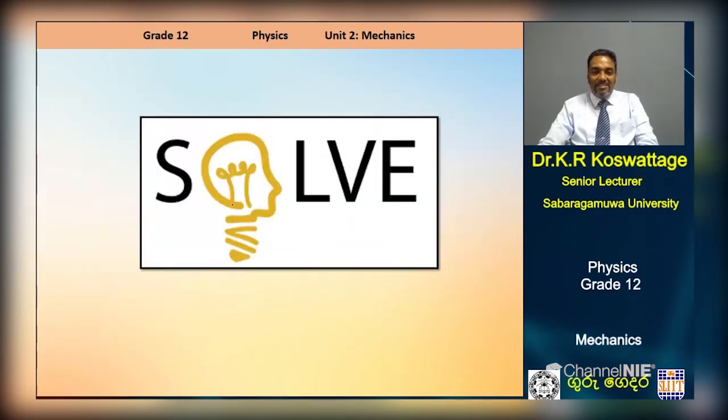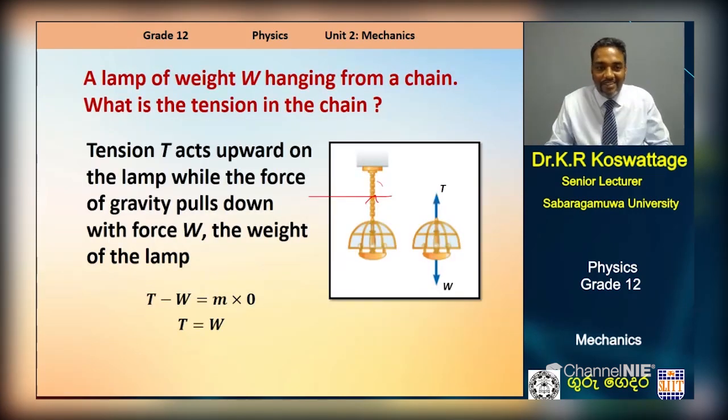Right? So considering your idea and what you have learned so far, we can solve some questions to practice it. Okay, let's move to question number 1. Question number 1 is a lamp of weight W hanging from a chain. The question is, what is the tension in the chain?